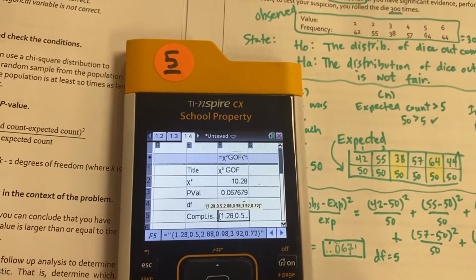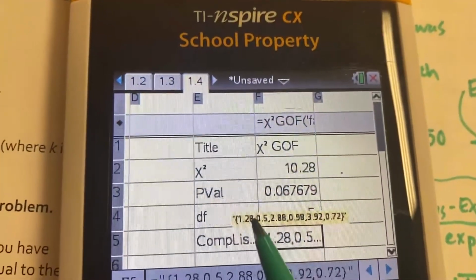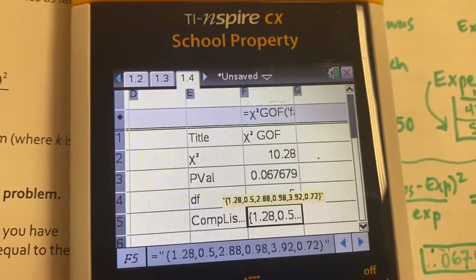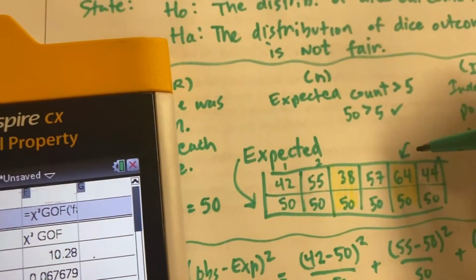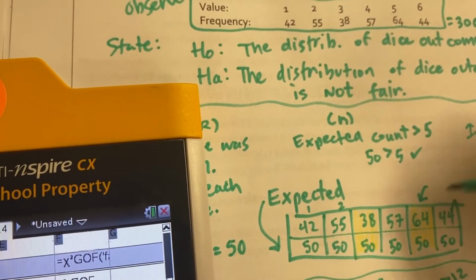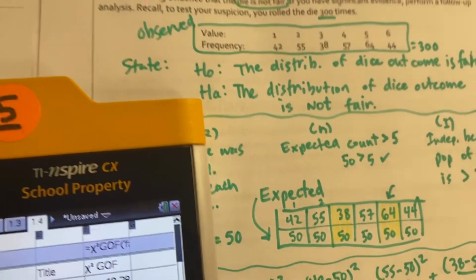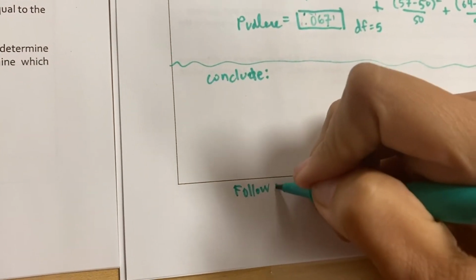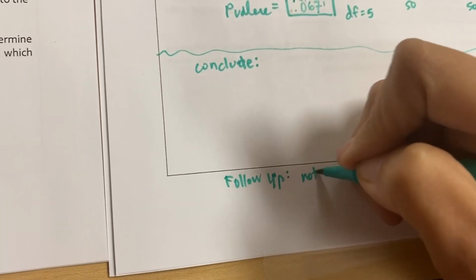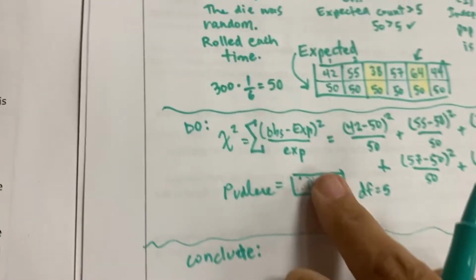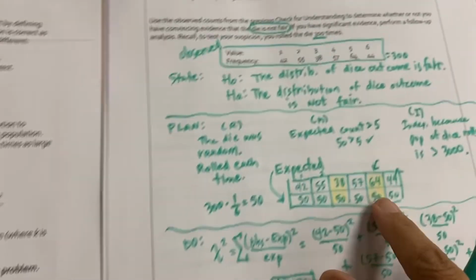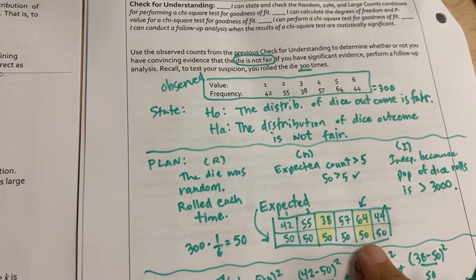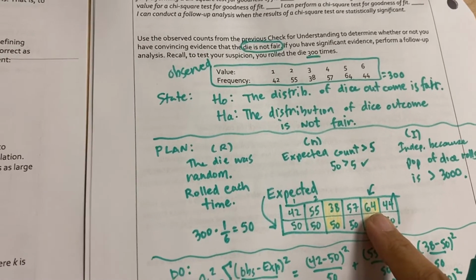And the comp list doesn't really matter, but if I zoom in, the number that was the most off was this next to last one; it was the biggest contribution. But I didn't get 0.05, so I don't have to follow up. Now, if I would have gotten 0.04, then I would have followed up and I would have said, I got way more 5s than I expected. Does that make sense? I expected 50 and I got 64 of the 5.